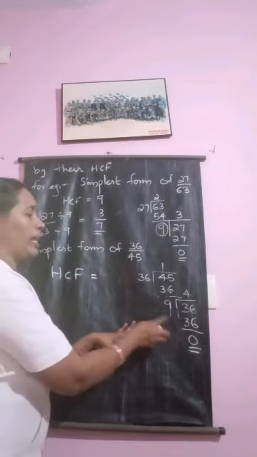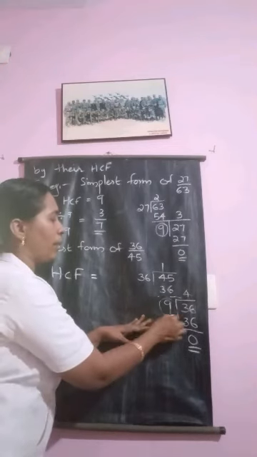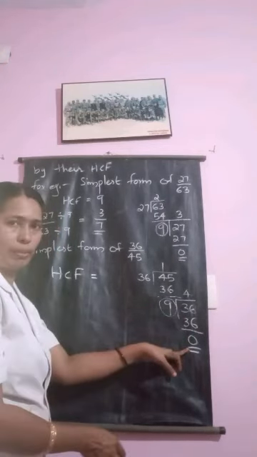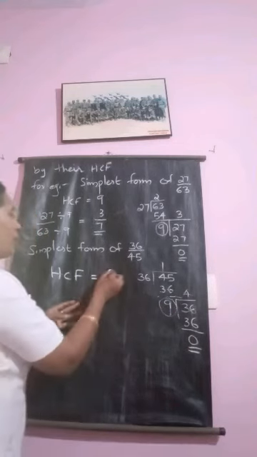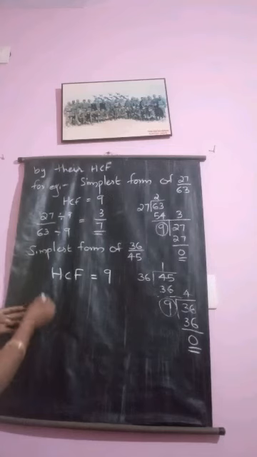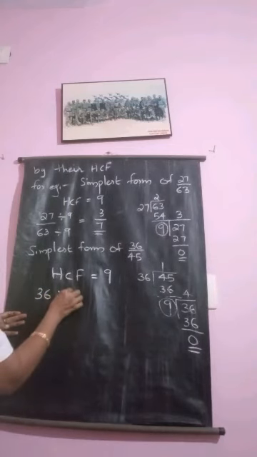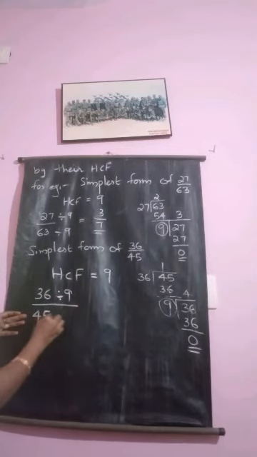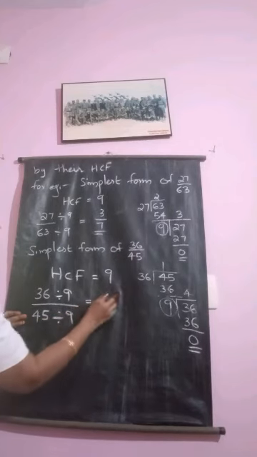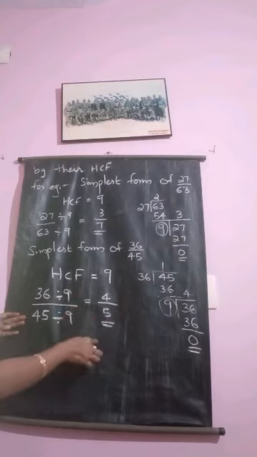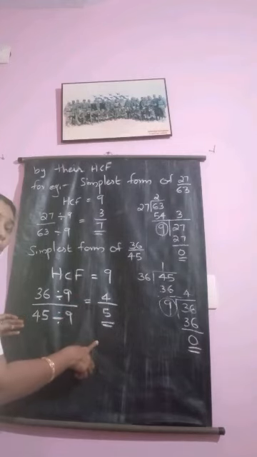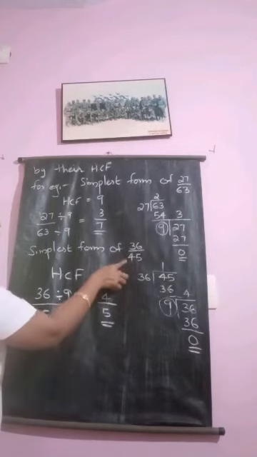So what will be our HCF? Which divisor is giving 0 as remainder? That divisor is called the HCF. So HCF is equal to 9 here also. So you divide both by 9, 36 by 9, 45 by 9. It is equal to 4, and here it is 5. And 4 by 5 is called the simplest form or standard form of this one.